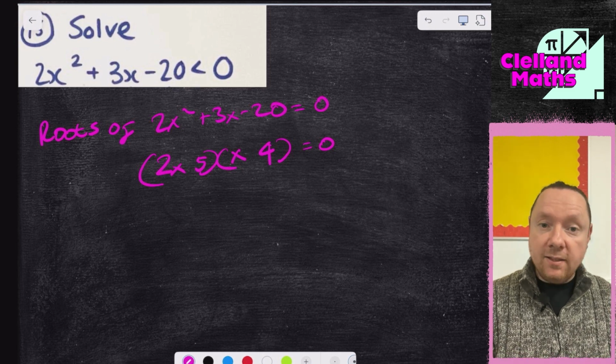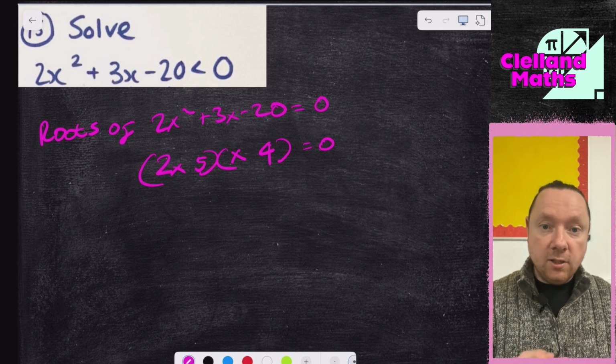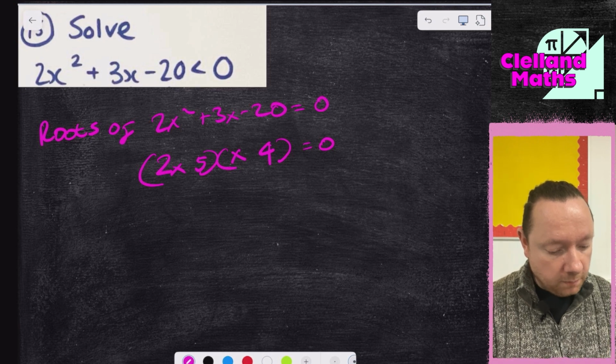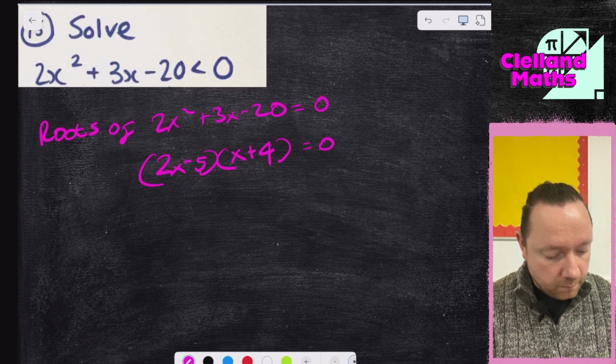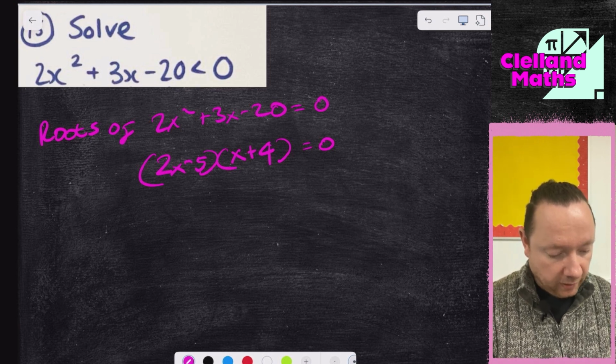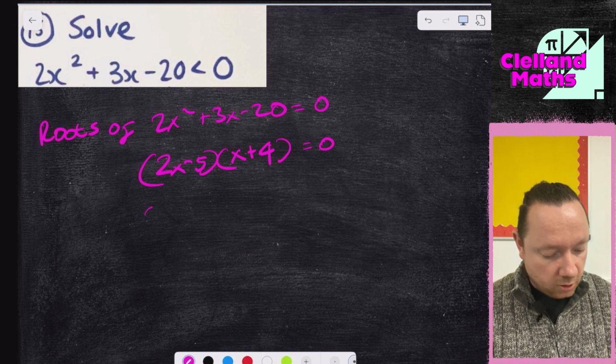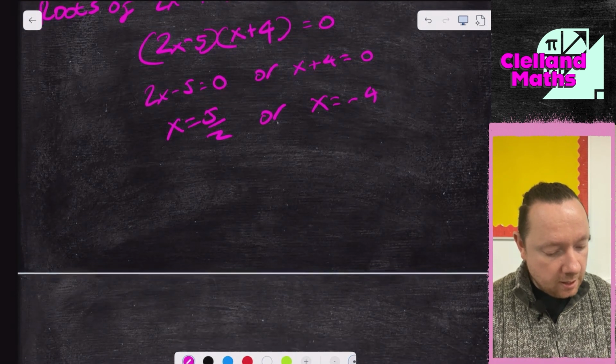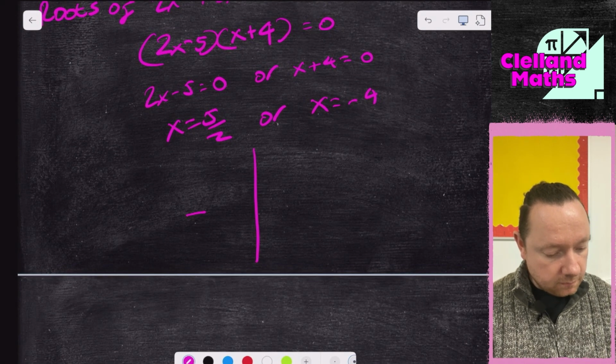There's obviously methods for factorising. If you need help on that, look at the National 5 stuff. But in any case, I'm looking for plus 8 minus 5 is 3. So that means that one of my roots is there, and the other one is here. So x equals 5 over 2, or x equals minus 4. And now draw a graph.